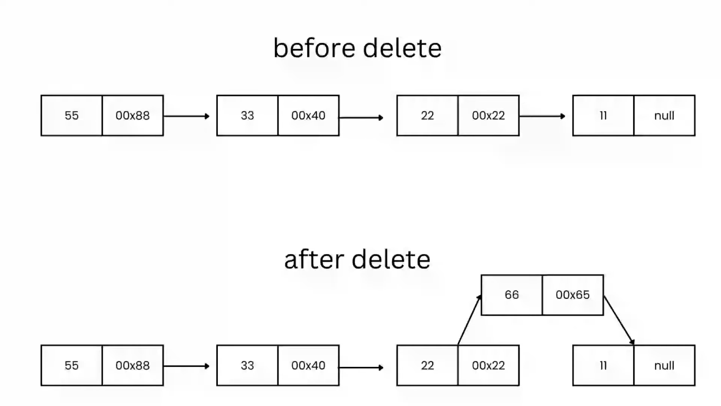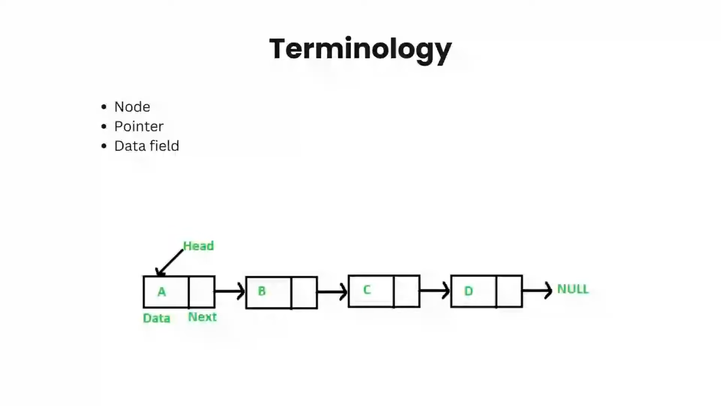Okay, I hope you have understood why linked list exists and how it works differently than the array. All right, now let's move on to the terminology. Let's start with the node. A node is nothing but every single element, or you can say every single item inside of the linked list. You can compare this node with the item or element inside of an array.